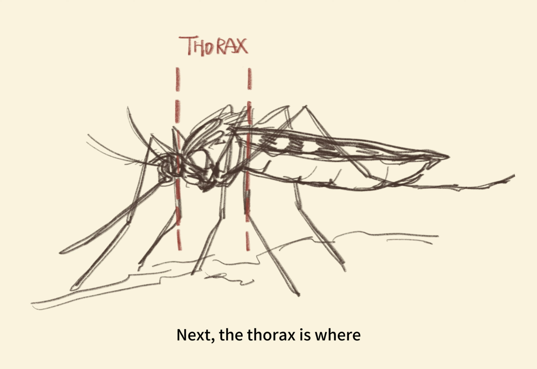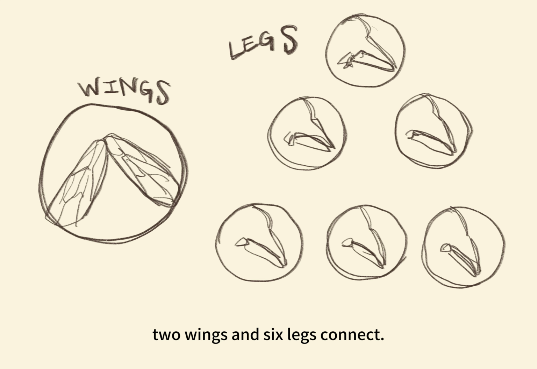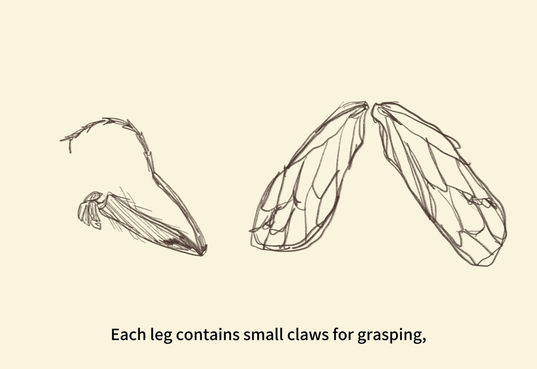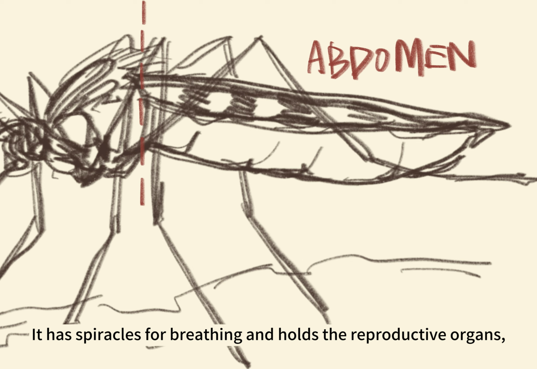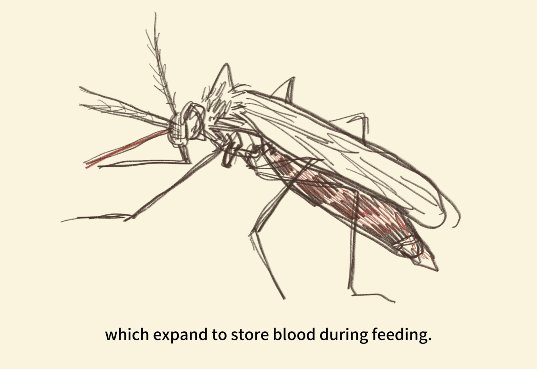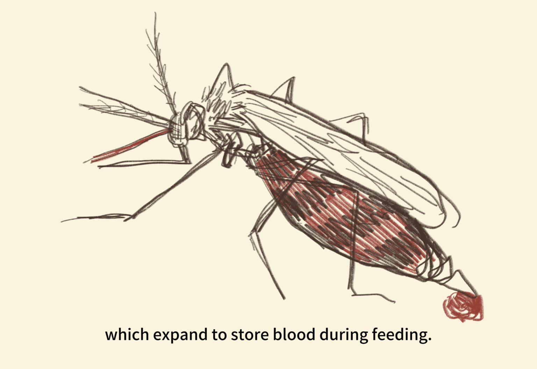Next, the thorax is where 2 wings and 6 legs connect. Each leg contains small claws for grasping, and the wings help them stay close to home. Finally, the abdomen is long and thin, making it ideal for digesting liquids. It has spiracles for breathing and holds the reproductive organs, which expand to store blood during feeding.